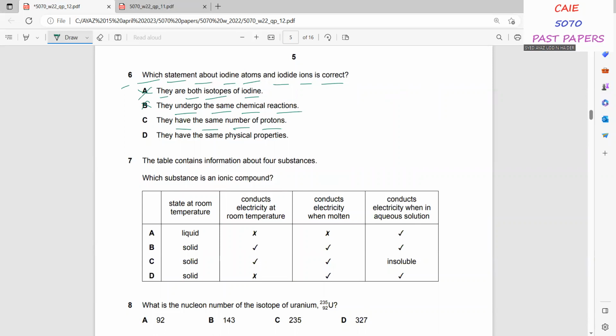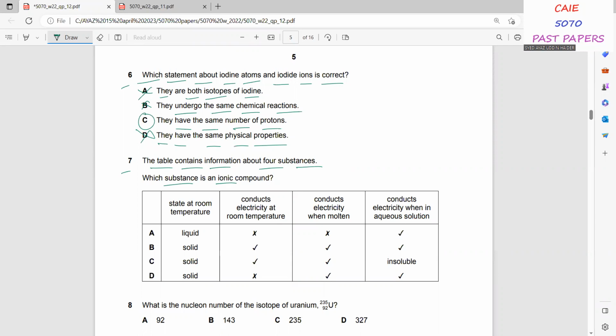C, they have the same number of protons. Yes, this is correct because during the formation of ions, only the number of electrons is changed. So both iodine atoms and iodide ions have the same number of protons. C will be the right answer. For your convenience, I am reading the last statement also. They have the same physical property. No, they can't have the same physical properties. D is wrong.